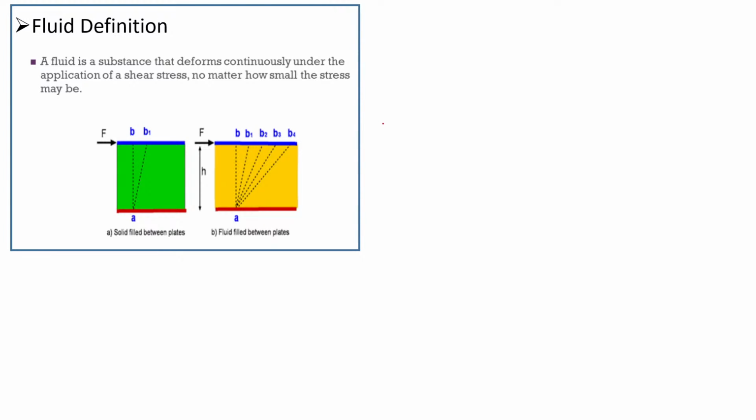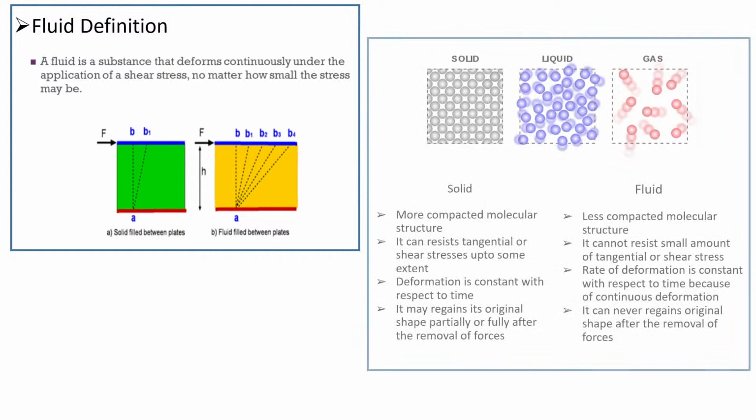So fluid is a substance that deforms continuously under the application of shear stress, no matter how small the shear stress is. So in other words, we can say that any substance which is capable of flowing, that is nothing but fluid. So if I apply small tangential force to the fluid, it will continuously deform.